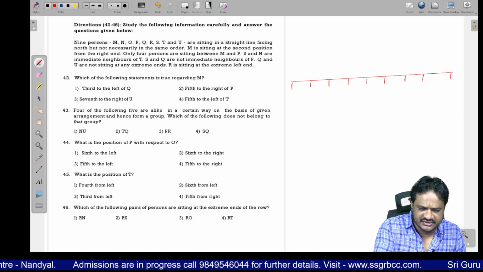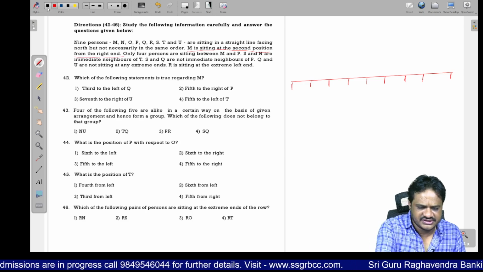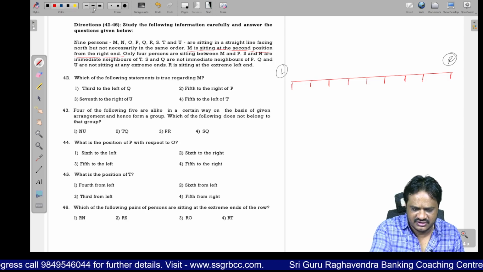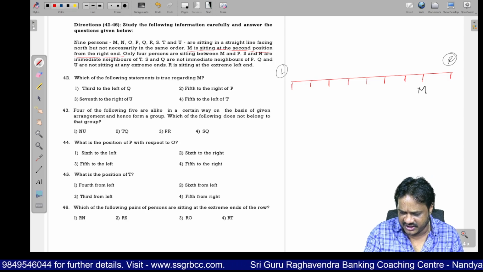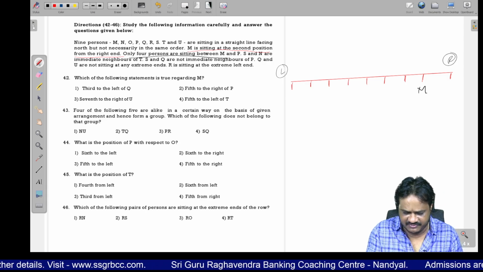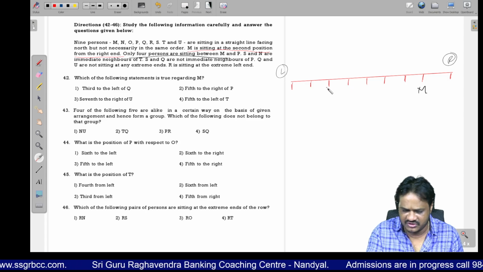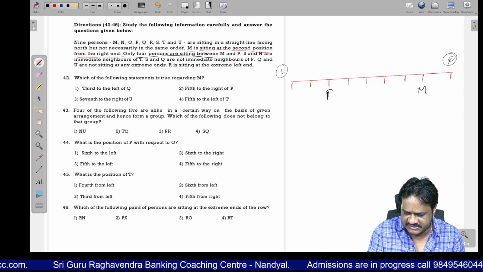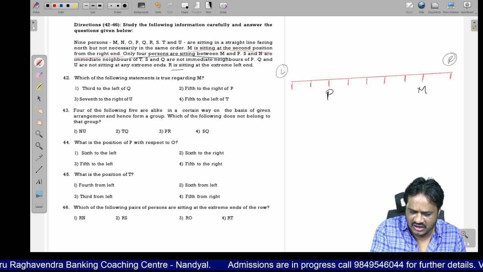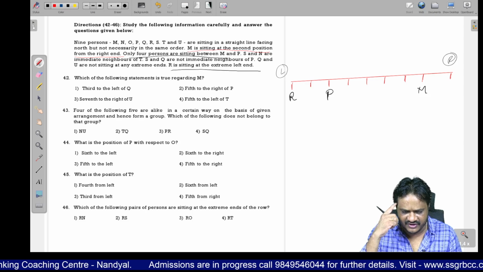M is sitting second position from the right hand. This is left hand, this is right hand. This is M. Only 4 persons are there between M and P: 1, 2, 3, 4. This is P. Then, R is sitting at the extreme left hand.